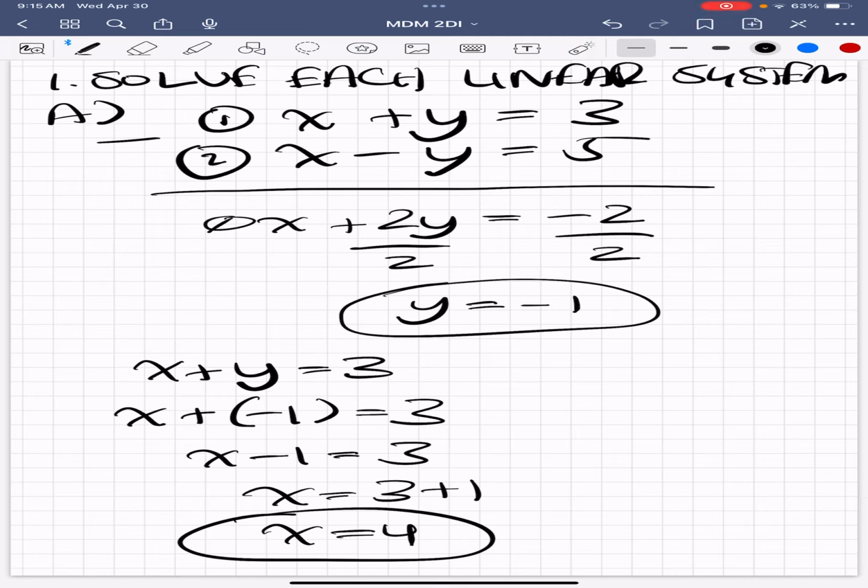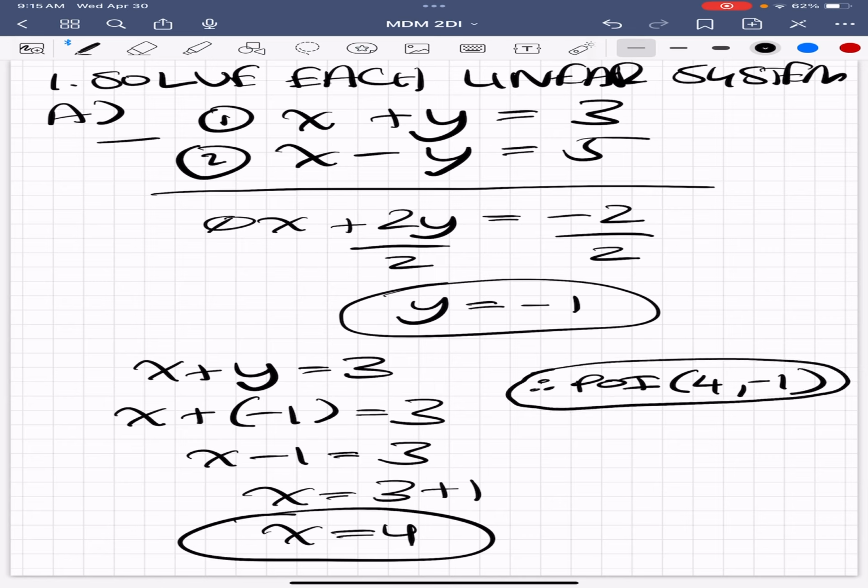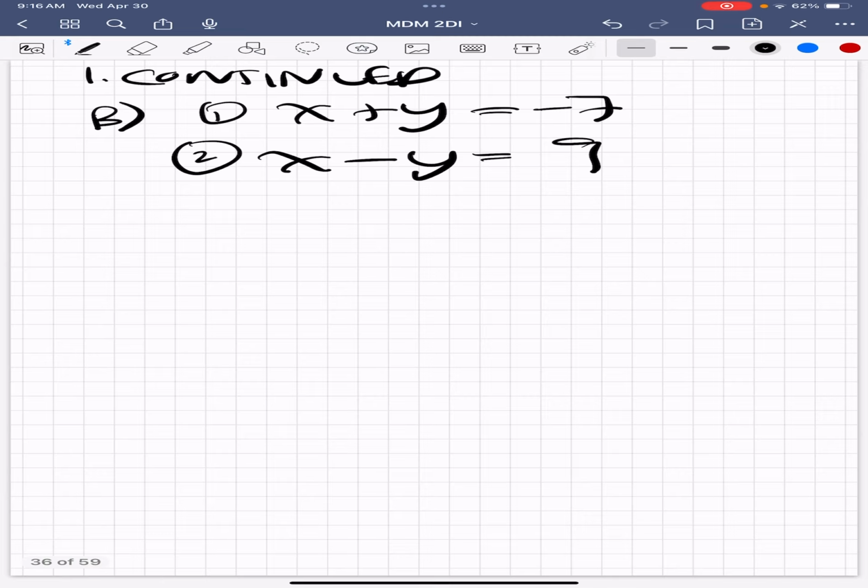So we substituted y equals -1, the y coordinate of the point of intersection, into equation 1, the original equation given, to calculate the x coordinate of the POI. So we have our therefore statement saying the point of intersection coordinates are 4 and -1. Moving on.